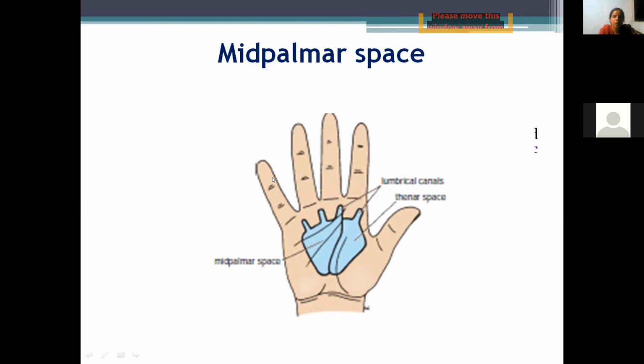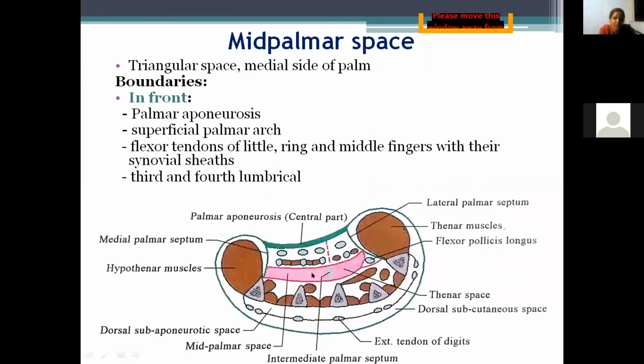Okay, and we know towards the little finger we have the medial side of our body, and away from the little finger, that is towards the thumb, that is the lateral side of the body. So that means this empty space is actually close to the midline. That's why it is called the mid palmar space, and this is called the thenar space.